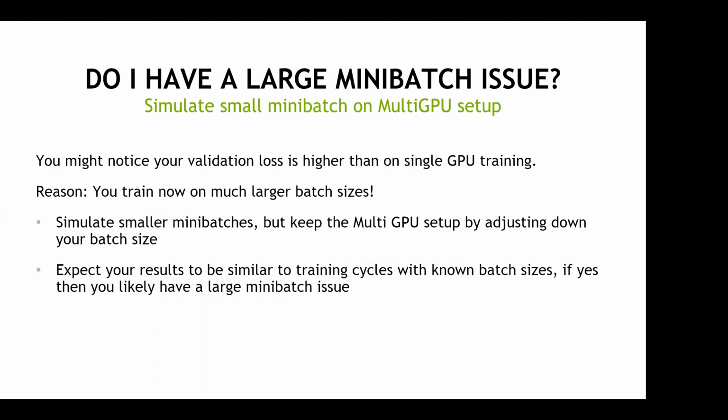Do I have a large mini-batch issue? Well, you can find out simply. You can simulate smaller mini-batches, but keep your multi-GPU setup. You do everything the same, but you artificially turn down your batch size, and then you should basically be in the corridor of what you're likely used to. Then you can compare it, and you see if it has to do with the mini-batch. So that is one of my basic methods to find it out.